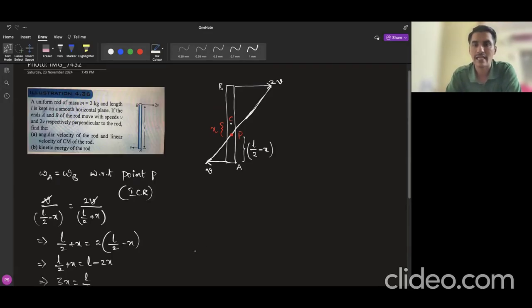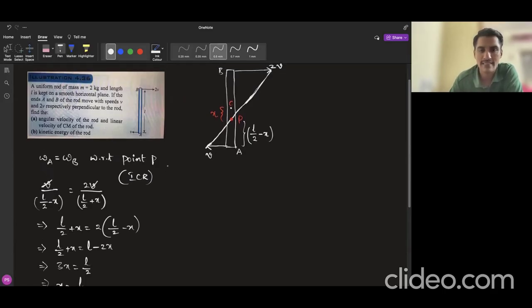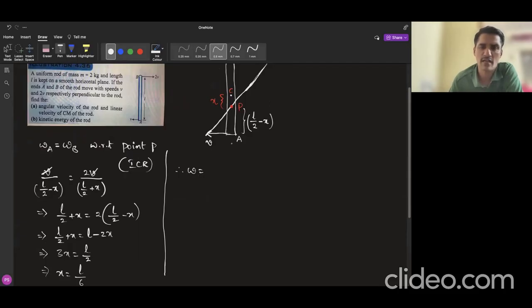So it lies at how much distance, as we have calculated? X is equal to L by 6. Now, what is he asking? He is asking to find the angular velocity. So omega is equal to, let us take either omega A or omega B, whatever it may be. Omega A is equal to V divided by L by 2 minus X, which is L by 6. So I can write V divided by 6.